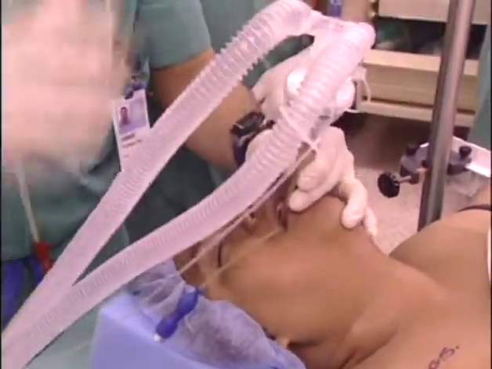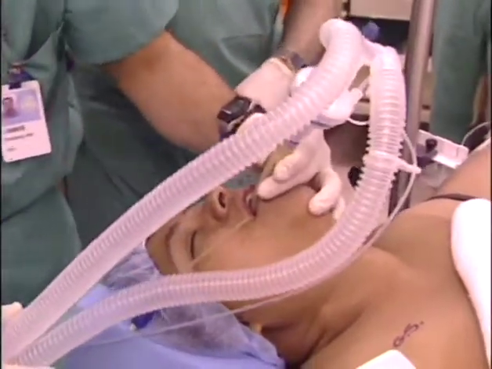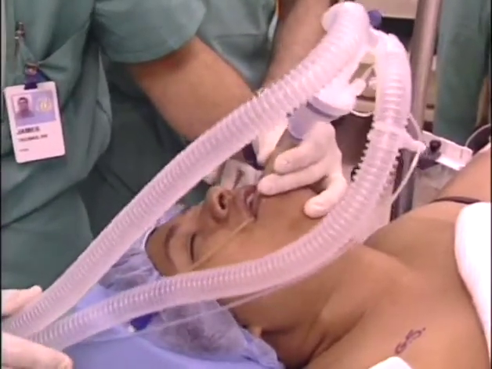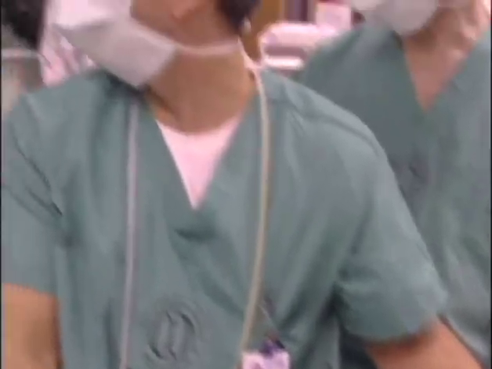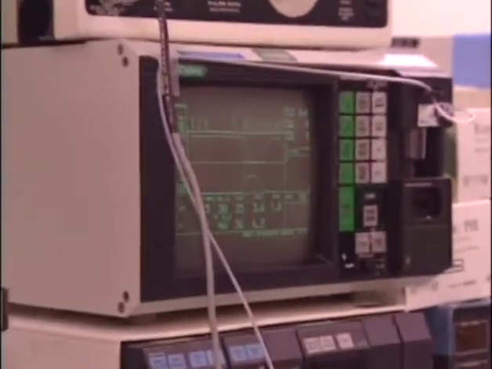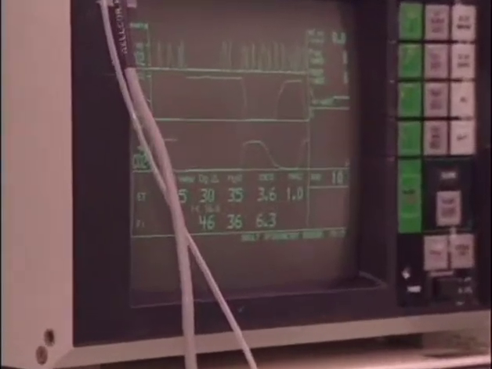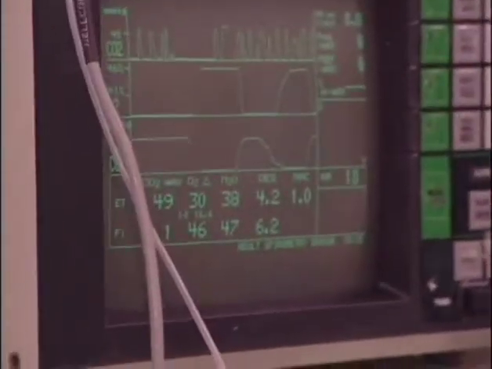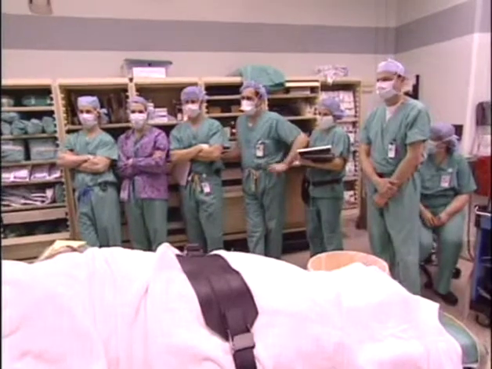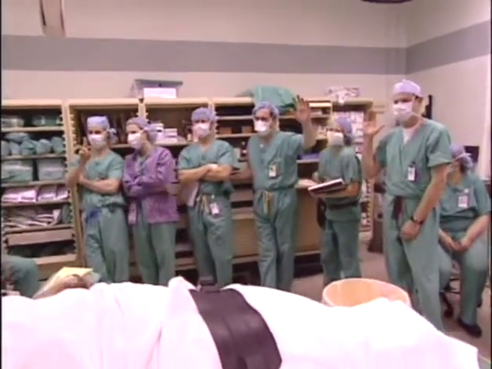Let's just see if she'll breathe spontaneously there. Is she breathing spontaneously? Good end tidal CO2. Okay. Who was it that said it couldn't be done? Okay. Just so we know.